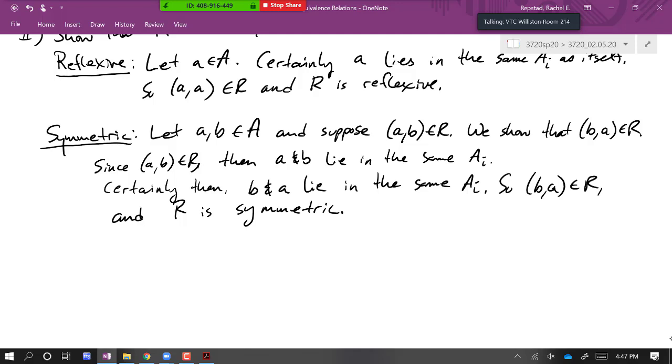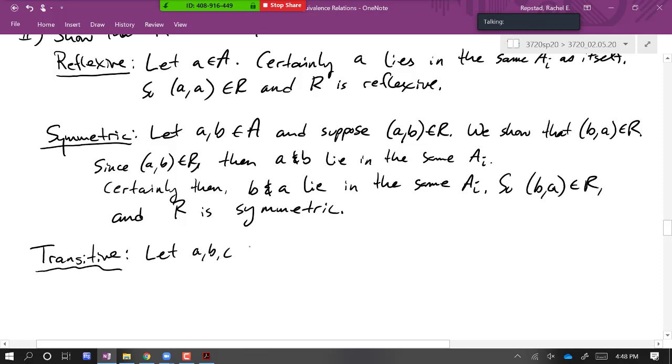What's next? Transitivity. How many elements do we need to grab to show a relation is transitive? 3. So let's let A, B, and C be in the set A. And then we have two ordered pairs, right? We suppose we have A related to B and B related to C.